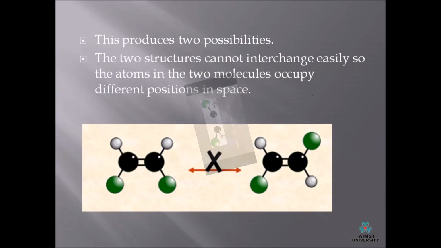This structure produces two possibilities. The two structures cannot interchange easily, so the atoms in the two molecules occupy different positions in space. You can see in the left side structure, there are two green balls towards one side and two white balls towards the other side. But in the right hand side structure, there is one green ball and one white ball on one side and the other green ball, other white ball on the other side. But this kind of rotation is not so easy or not possible in case of double bonds like alkenes.